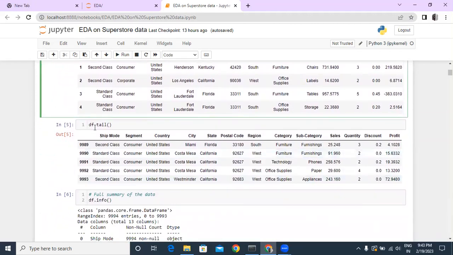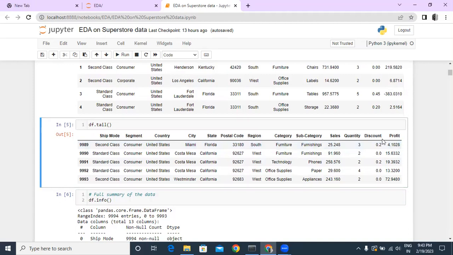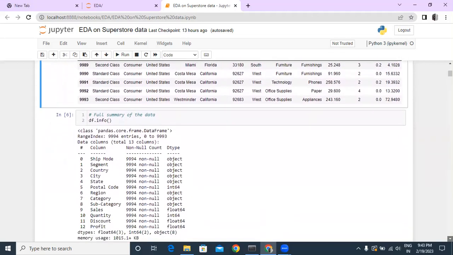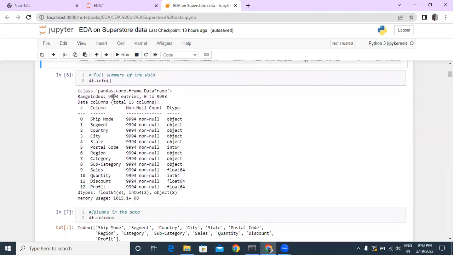And we can see that it has columns: ship mode, segment, country, city, state, postal code, region, category, subcategory, sales, quantity, discount, and profit. So we have sales, quantity, discount, and profit as the 4 numerical columns. So we have to do our analysis. Our analysis will revolve around sales, discount, and profit. Now let us look at the summary of the data, which would be given to us by the info command. So this is telling us about the data types of the columns, non-null values, and how many rows are there, the memory usage, and everything.